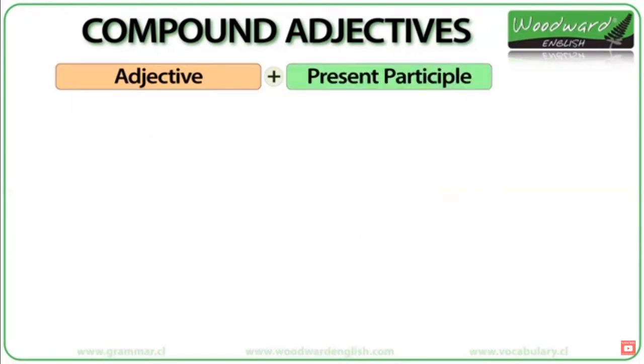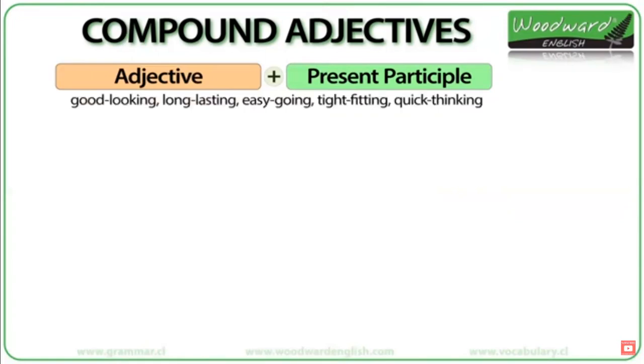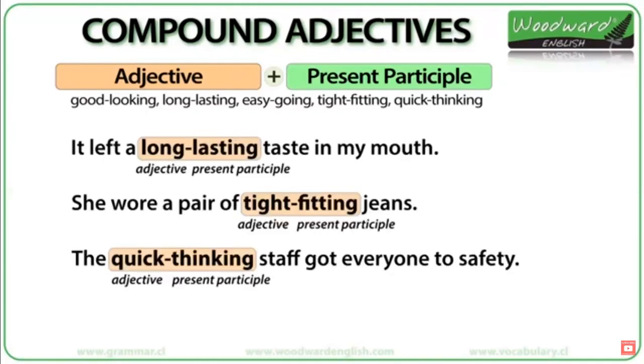Adjective plus present participle. Some examples of compound adjectives that are made from an adjective plus present participle include good-looking, long-lasting, easygoing, tight-fitting, quick-thinking. Our example sentences: it left a long-lasting taste in my mouth. She wore a pair of tight-fitting jeans. The quick-thinking staff got everyone to safety.